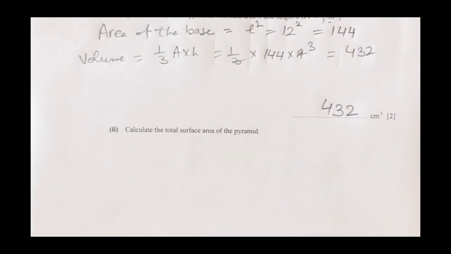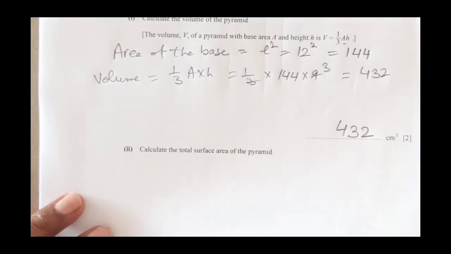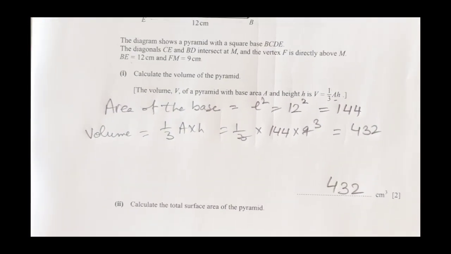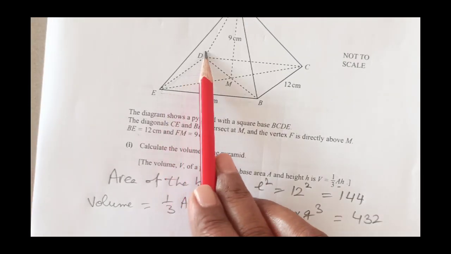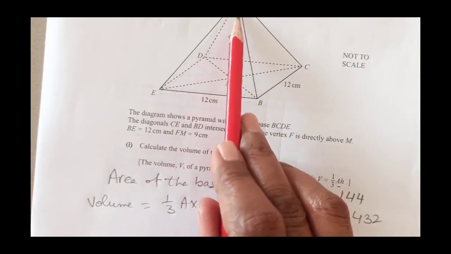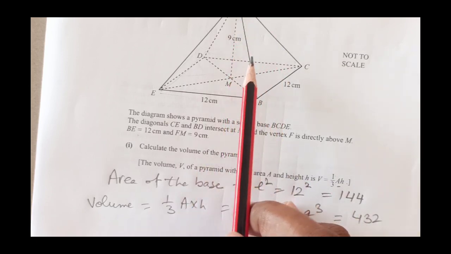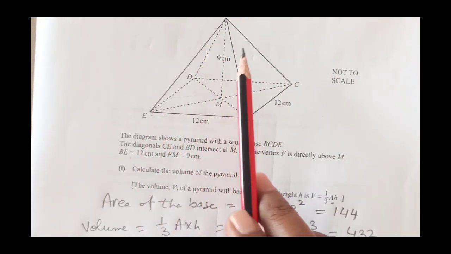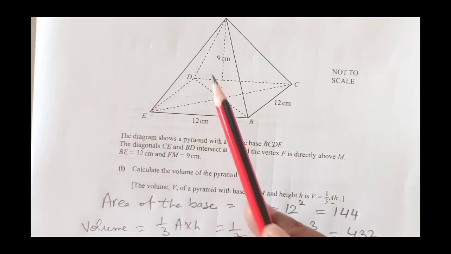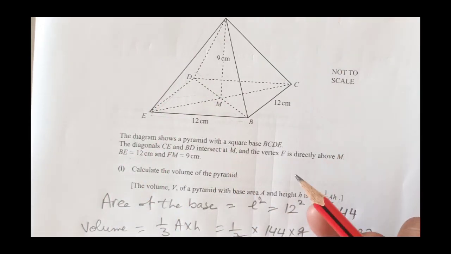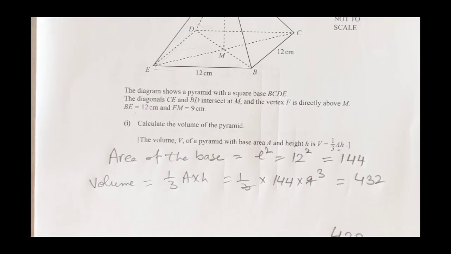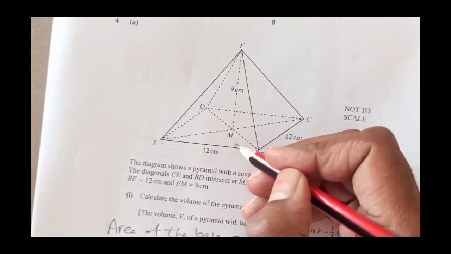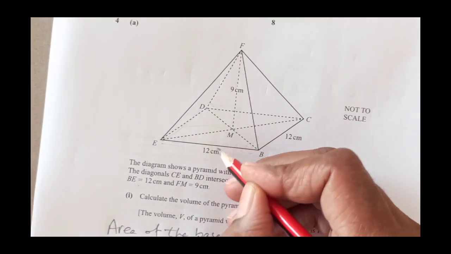Now calculate the surface area of the pyramid. To find the surface area of the pyramid, we have to calculate it separately. We have one square here and we have 4 triangles, because this is a square-based pyramid. So one triangle, two triangles, one is on the left-hand side, another one is on the back side, right? To find the area of the triangle, we need to have this line here.